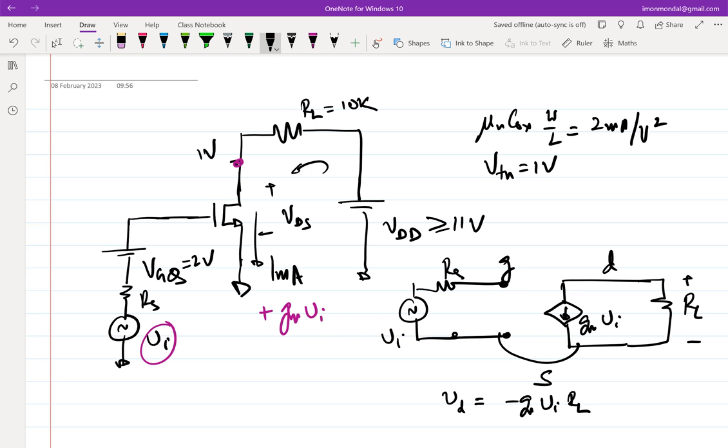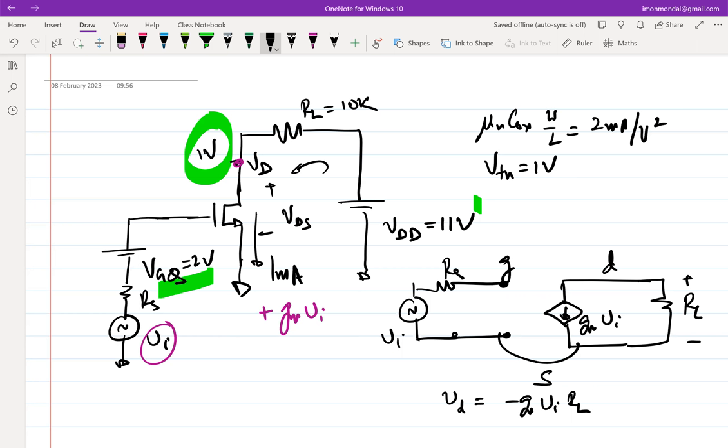Where does the 1 volt that is applied come from, or happen to be the voltage? Okay. So this 1 volt is a quiescent voltage in the absence of any incremental input. This is a DC voltage, because when you had VGQ equal to 2 volt and VDD equal to 11 volt, the current would have been 1 milliamp and the drop across RL would have been 10 volts, which means that the drain voltage VD would have been 1 volt. This is answering the question.